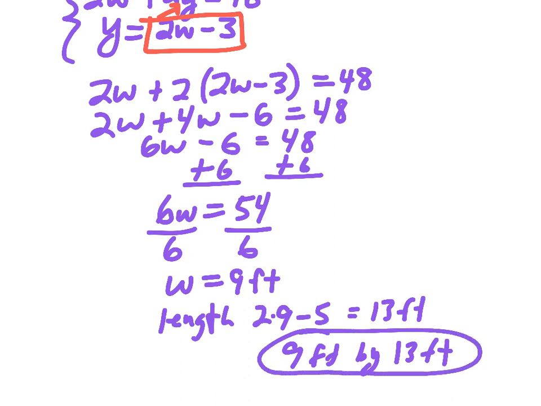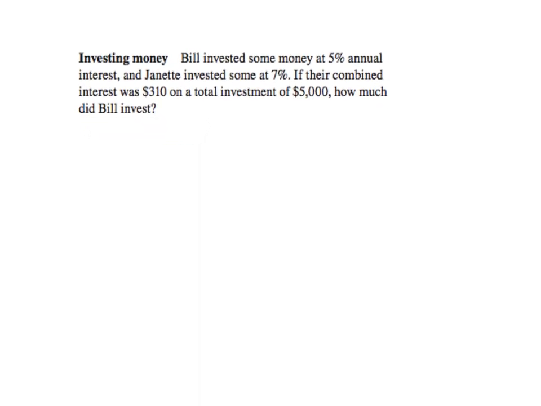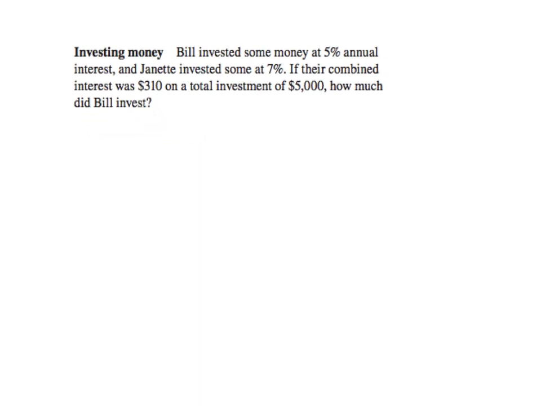All right, let's look at the next one. So this next problem, it's an investment problem, and I have that Bill invested some money at 5% interest, and Jeanette invested some at 7%. If their combined interest was $310 on a total investment of $5,000, how much did Bill invest?